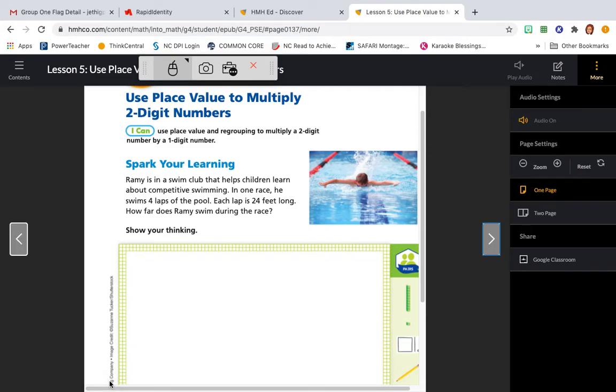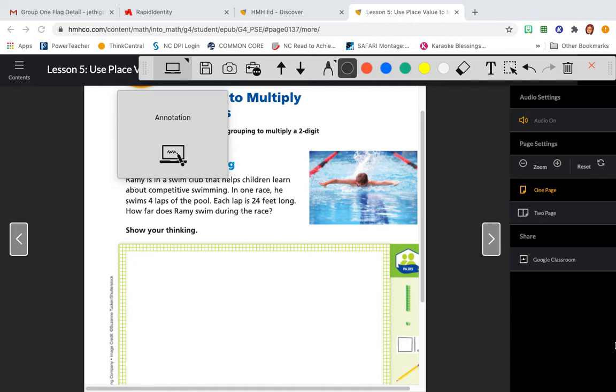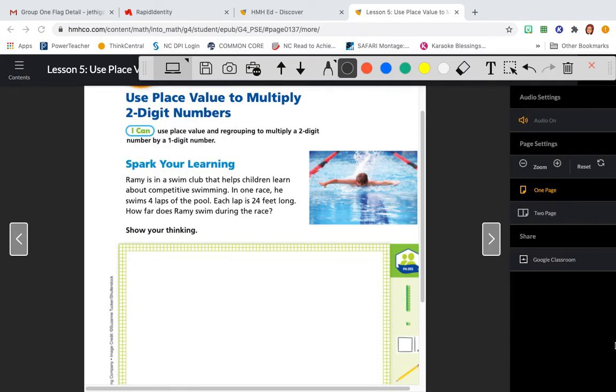So we're on page 117. So go to page 117 in your workbook, and today we're going to take our knowledge of place value to help us multiply two-digit numbers.